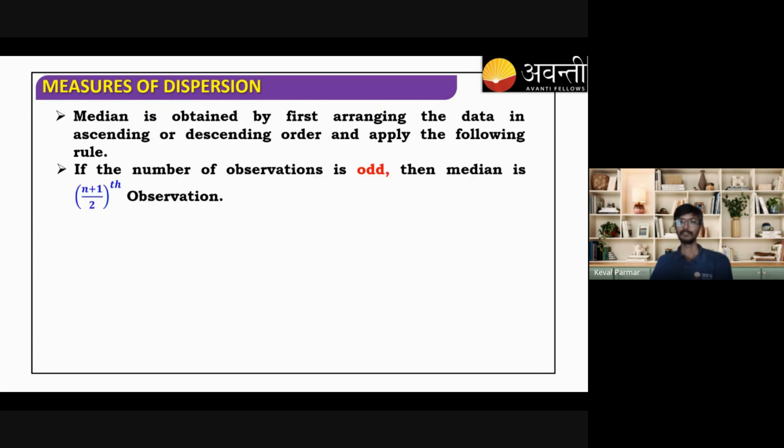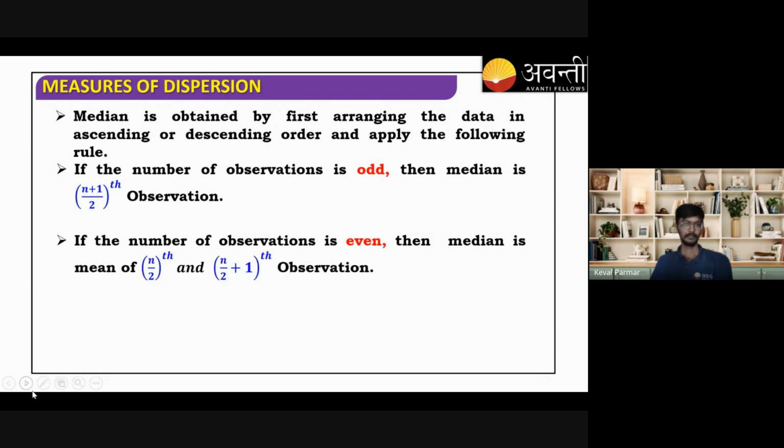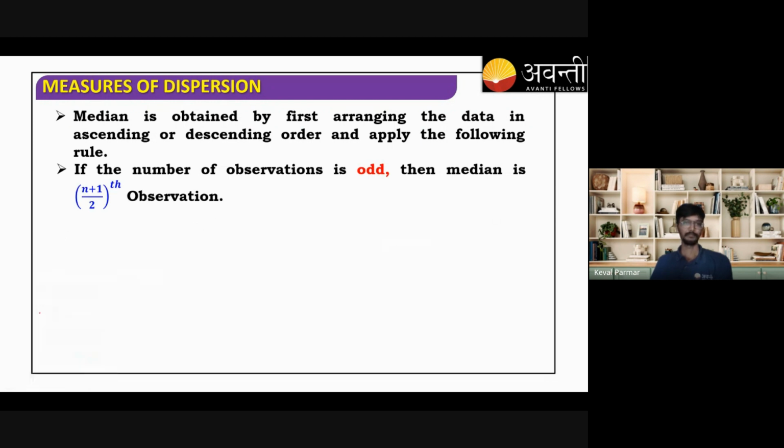If the number of observations is odd, let me give you an example. If there are 5 observations in ascending order as 1, 2, 3, 4, and 5, then in an odd number of observations there is only one middle term, which is the median. And how to get that median? This is the third term. So we use the formula (n plus 1) by 2, the (n plus 1) by 2th observation or term.